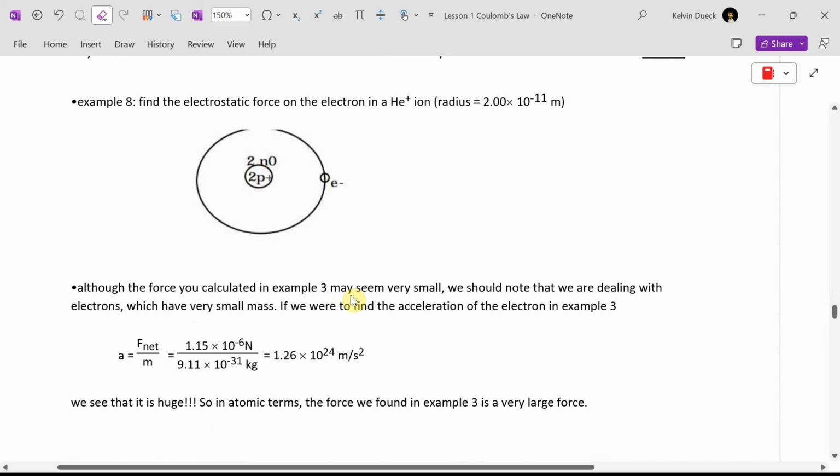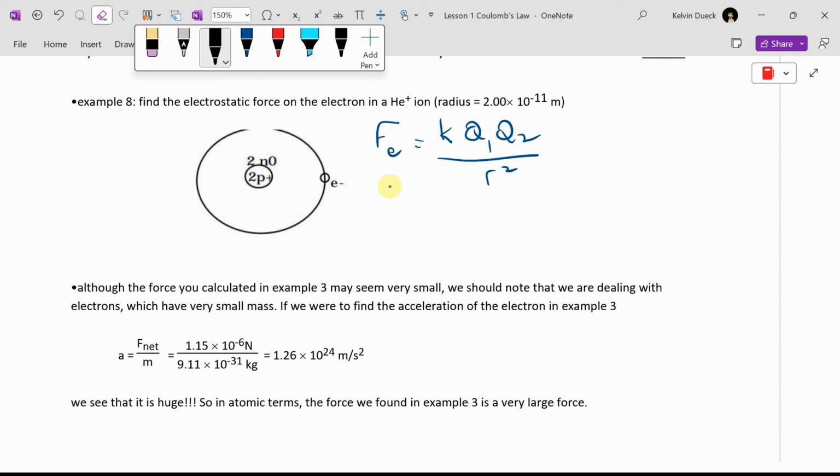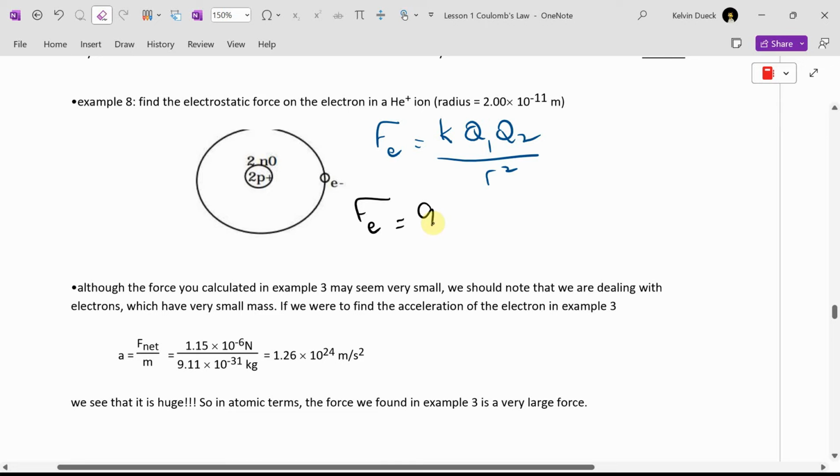Okay, let's do an example, example 8. It says find the electrostatic force on an electron in a helium ion, and the radius is 2 times 10 to the negative 11. Nate, what do they want me to find? That's going to be Fe, which is k Q1 Q2 over r squared, or k big Q little q over r squared. What's k? 9 times 10 to the ninth. An easier one to remember if you're lazy, and it's on your formula sheet, but also way easier to type on our calculator.